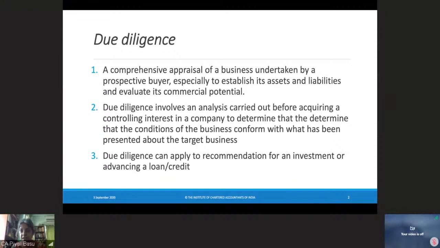But the scope should be very clear. If a member in practice is asked to conduct a due diligence only related to the financial aspects, he or she should restrict to that only. But if it's an overall due diligence, where a company has appointed a member in practice before it acquires the other unit or company, the scope should be defined very clearly and in detail, covering what things we should cover.